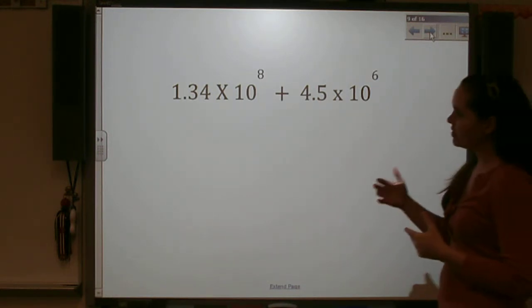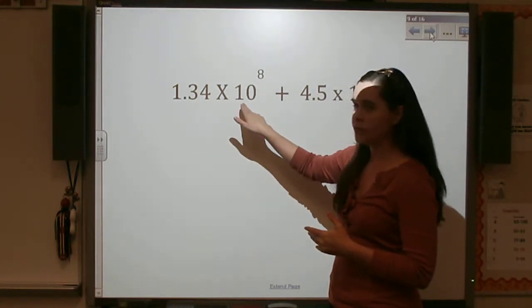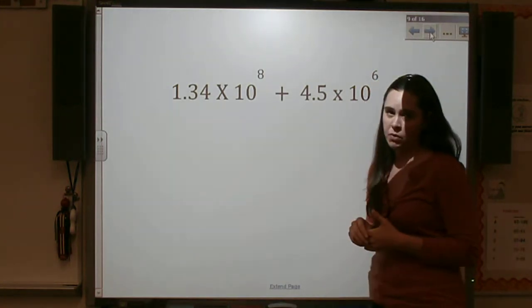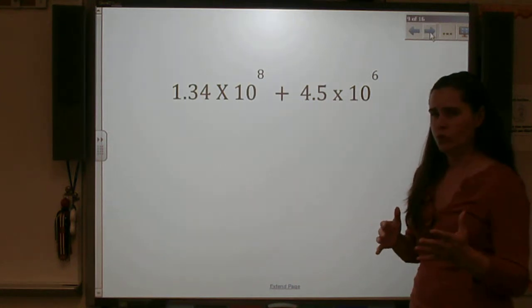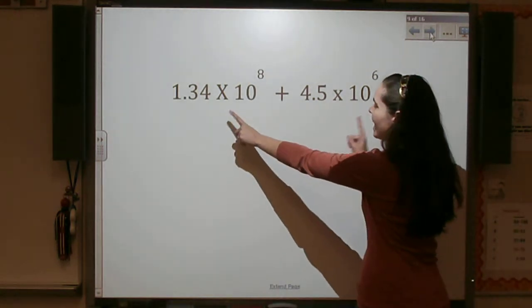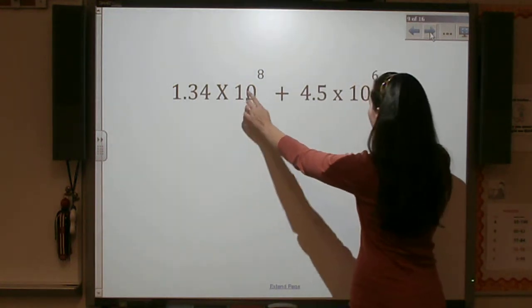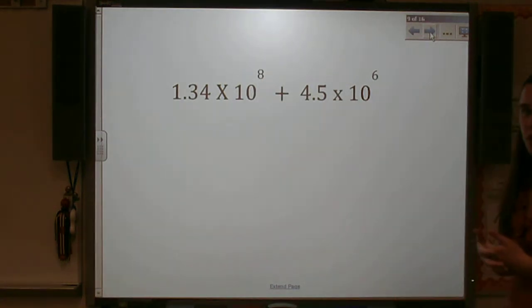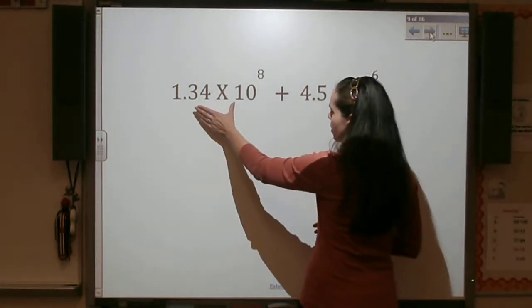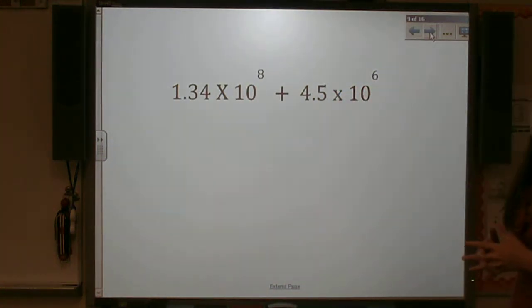If you remember from our last video, the 1.34 is considered the coefficient, the 10 is considered the base, and the 8 is the exponent. Okay? So right now, thinking all the way back to I think Unit 2, we have unlike terms. We cannot combine unlike terms, and these terms are unlike because one base is raised to the 8th power and one base is raised to the 6th power. So what we do when we add and subtract using scientific notation is we manipulate one of the numbers so that we can have exponents with our bases that are the same.